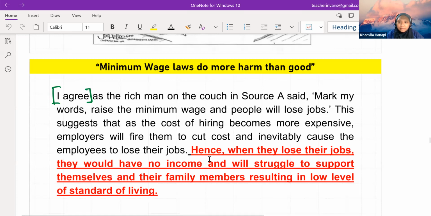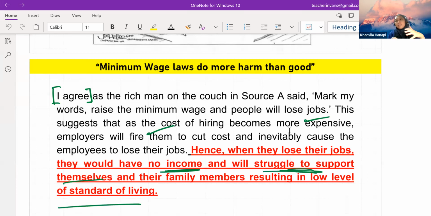And why? The cost becomes more expensive. Employers will then fire them and they lose their jobs. And when they lose their jobs, there is no income. They will struggle to support themselves, and there is a fall in standard of living. That's it. Don't have to go to so many things.